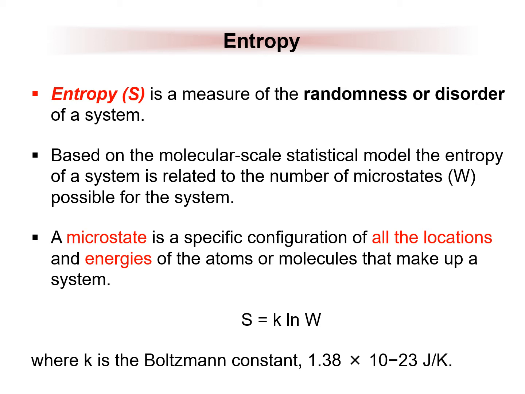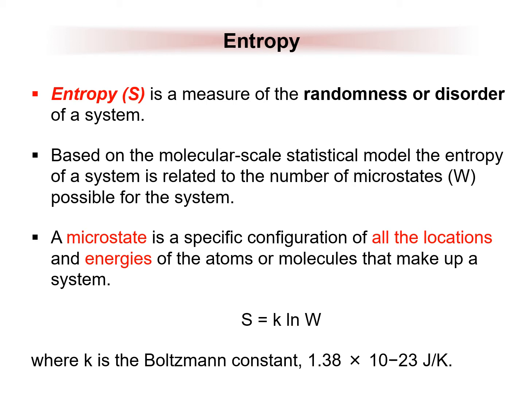If we talk about the molecular scale, the model essentially defines entropy in terms of microstate. Entropy of a system is related to the number of microstates that are possible for a system. What is a microstate? A microstate is essentially a specific configuration of all the locations and energies of the atoms or molecules that make up a system. So in simple terms, a microstate is the possibility or the configuration of the location of an atom and the energy of the atom.